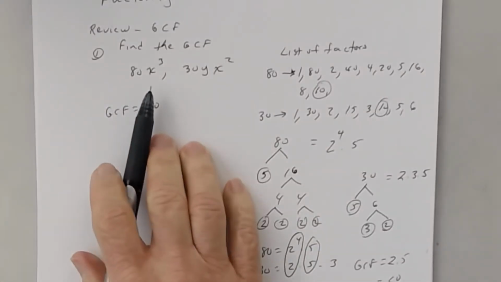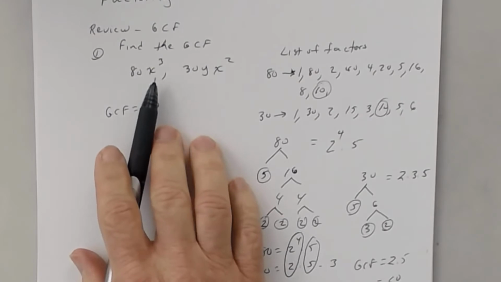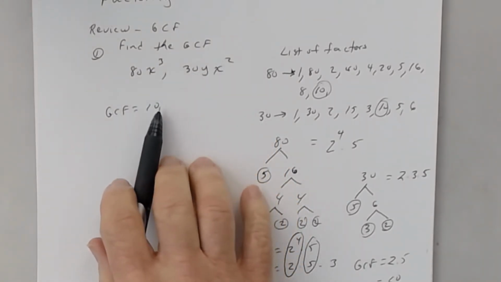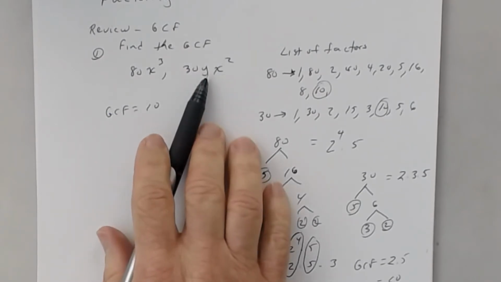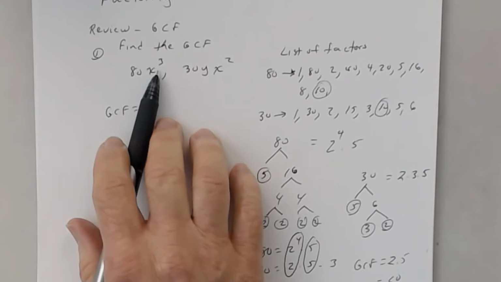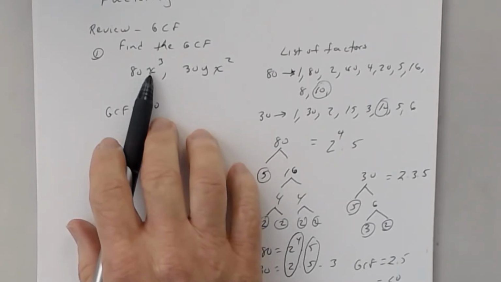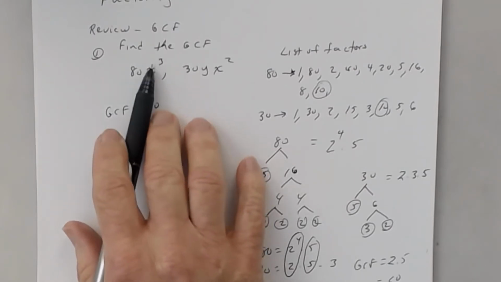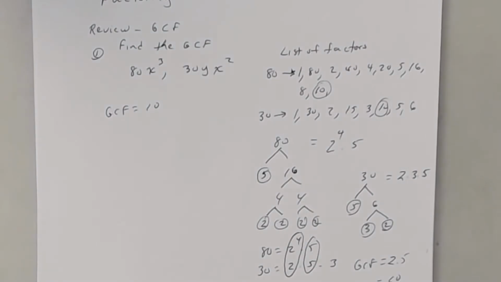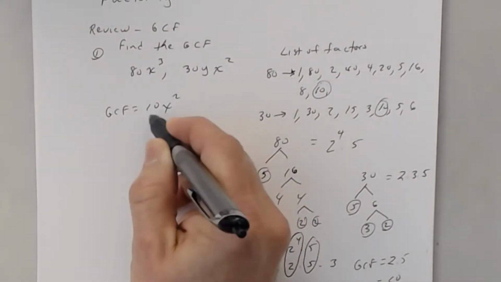let's go to the variables now. Can I use y as part of my GCF? No, because there's no y over here. Am I going to use an x as part of my GCF? Yes. All right, now how many factors of x are here? How many do they have in common? 2. So the GCF is 10x squared.